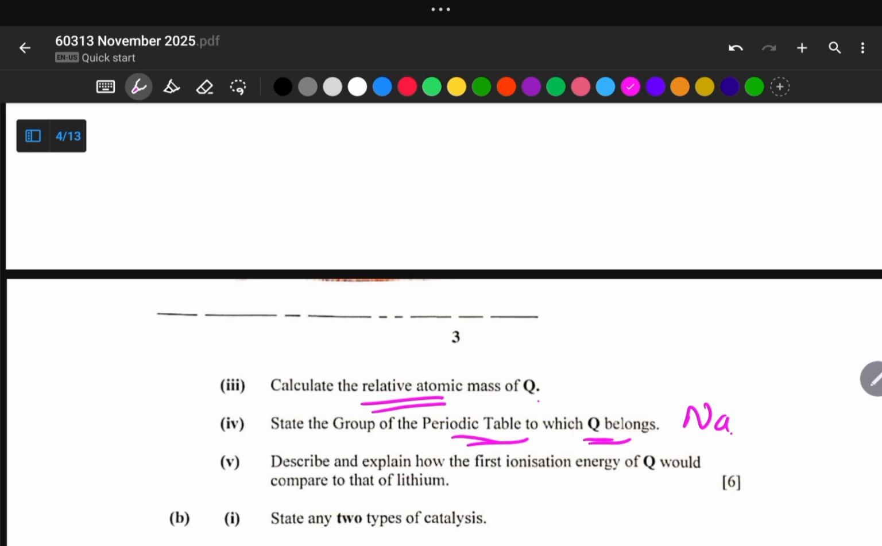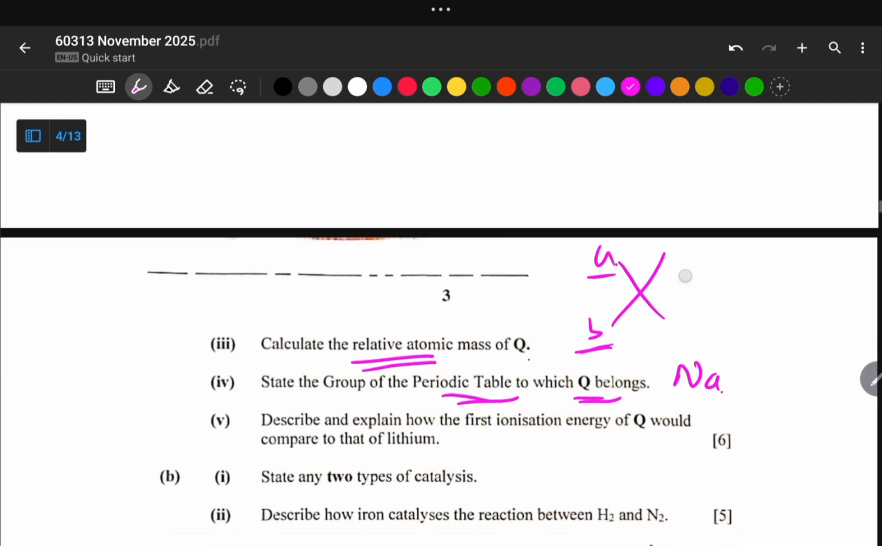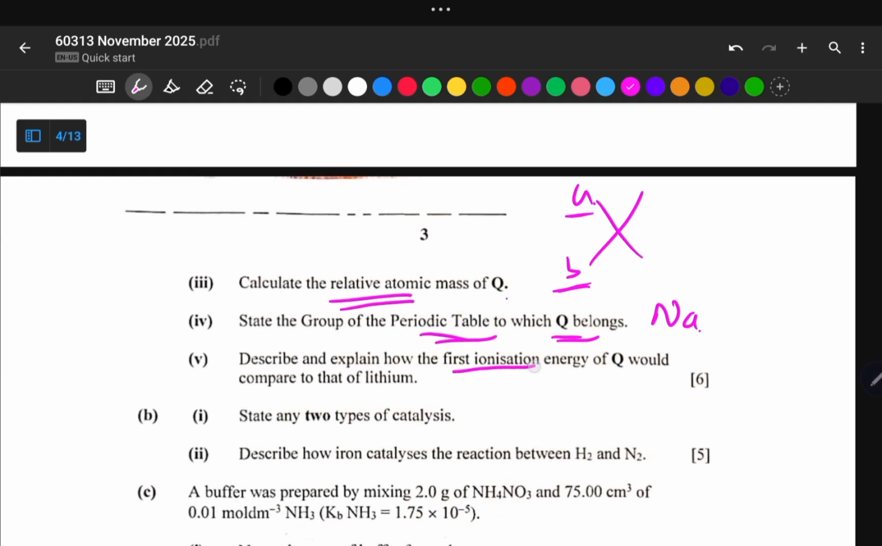So I believe you guys have done the nuclear notation. In nuclear notation, this one is the atomic mass, then this one is the proton number or the atomic number, the number of protons. Are we together? And then describe and explain how the first ionization energy of Q would compare to that of lithium. So we want to compare the first ionization energy of sodium to that of lithium.